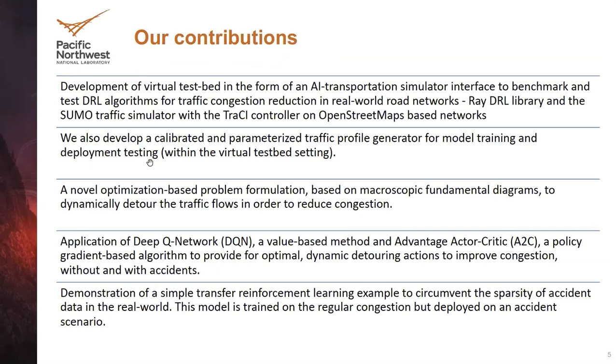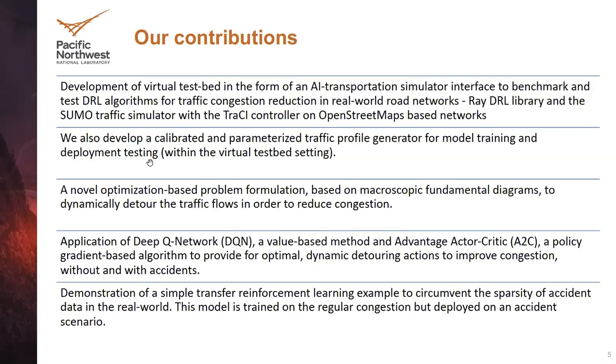And what we do is also take real world data on traffic profiles, and we develop a calibrated model. With that, we are able to generate, with some randomization, different traffic profiles which can be used for training and testing our model. And we also come up with a novel optimization based problem formulation based on the macroscopic fundamental diagram. This is a fairly simple formulation, and the details are in the paper that we are working on, but I'll give a quick flavor for what this looks like.